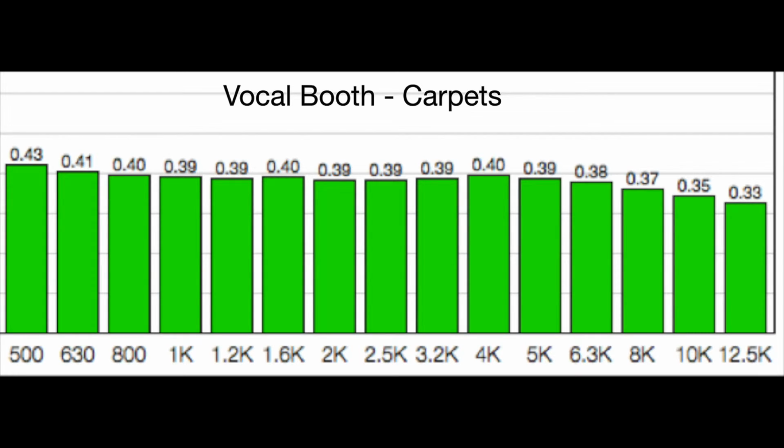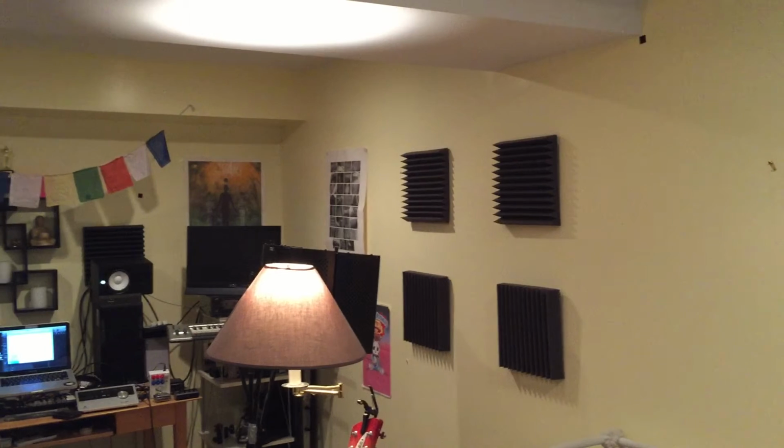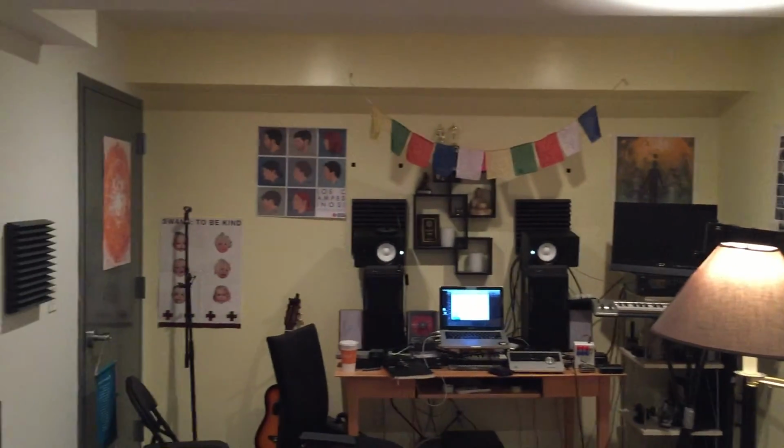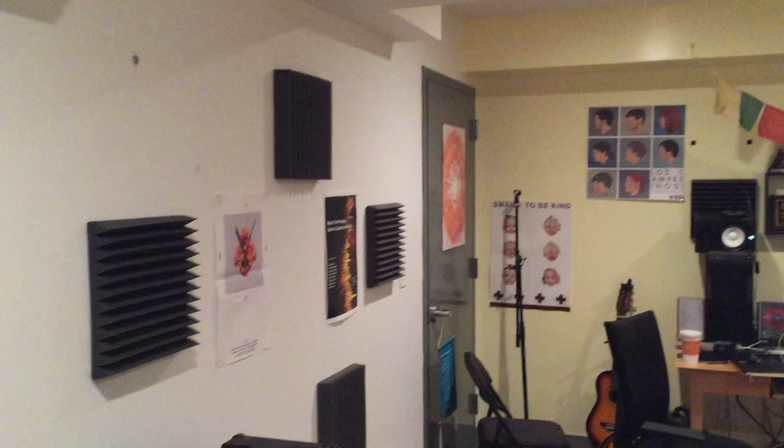I was able to reduce the RT30 of the specular frequencies by an additional 0.02. The most significant effect was achieved after placing the foam panels. I placed 4 on the vocal booth wall lining up with the reflection points, 1 foam panel behind each speaker, and 4 on the left wall, also lining up with the reflection points.